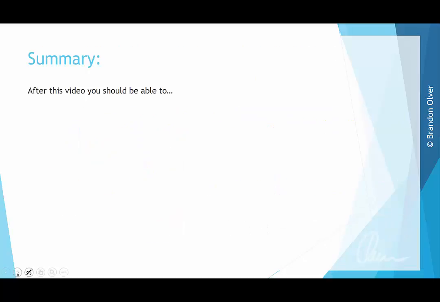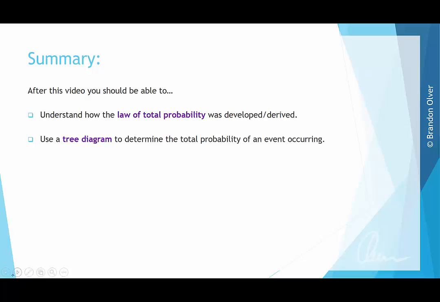After this video, you should be able to understand how the law of total probability was developed or derived, use a tree diagram to determine the total probability of an event occurring, or you could use the law straight out to determine the total probability of an event occurring.